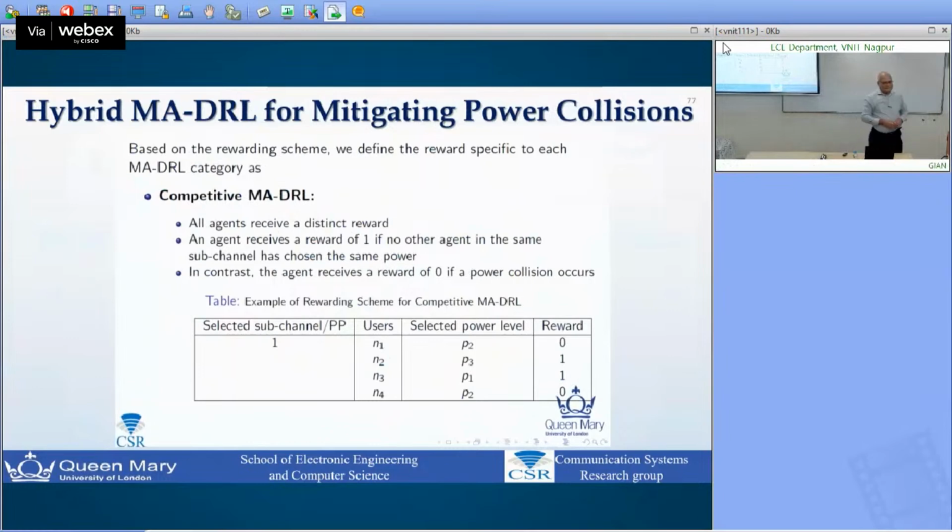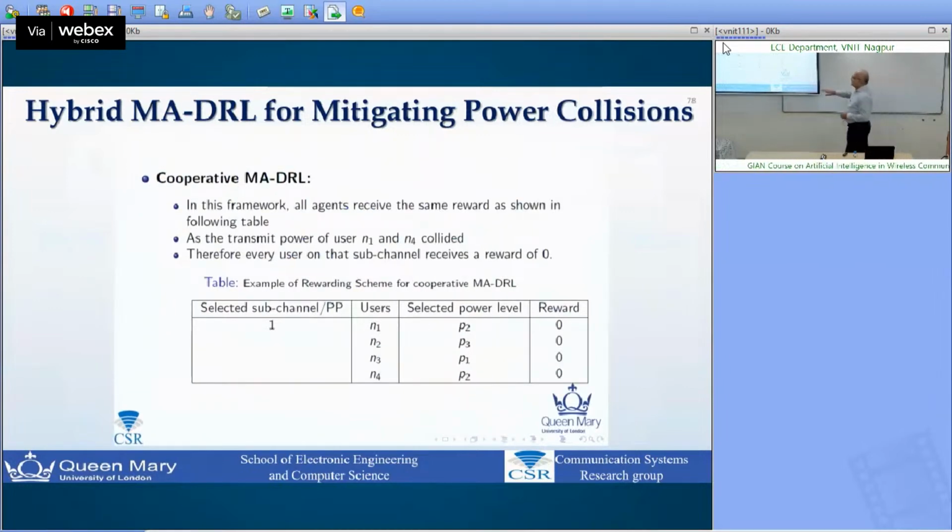This is competitive. If it is cooperative, here these two selected different power levels, these two selected the same power level, but the reward for everybody is 0. Cooperative means everyone should succeed, not a single one. If it is competitive, irrespective of the other devices, if I succeed, I will get the reward. But if it is cooperative, now 4 people play the game. Only if all 4 win is there a reward. If 2 win and 2 lose, there is no reward for anybody.